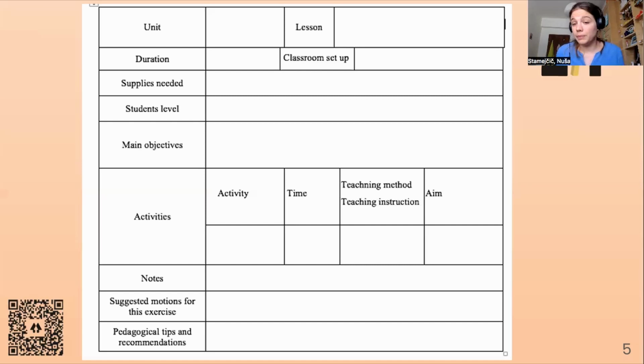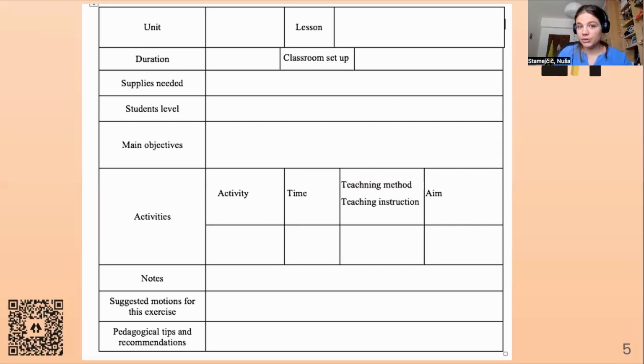Then we get to main objectives. Main objectives, pretty clear. What is the general aim of your lesson? And then we get to the meat of our lesson. So activities, what you are actually doing.